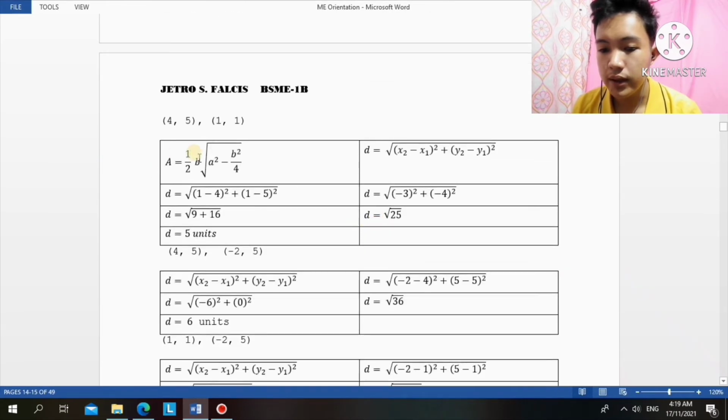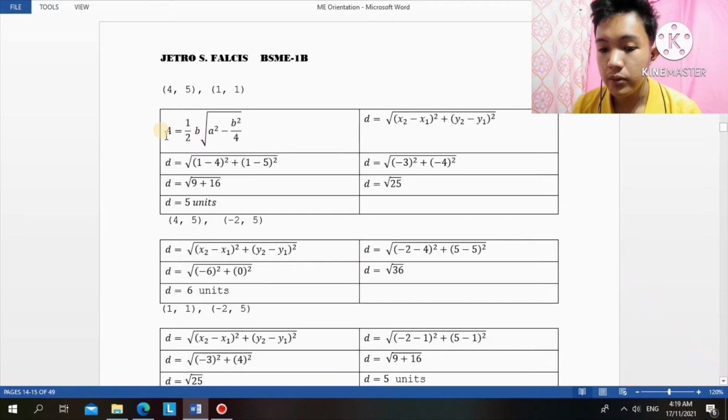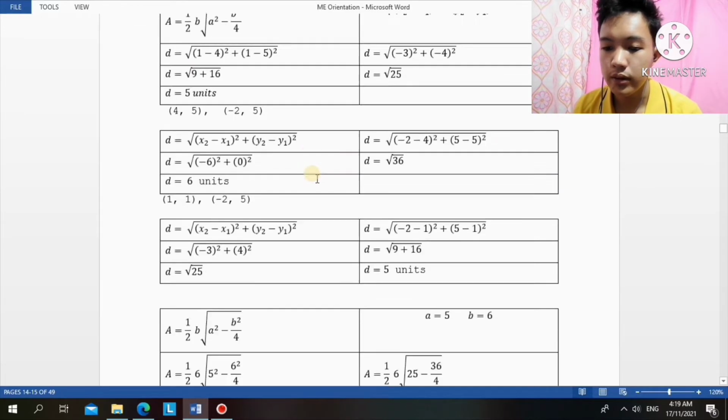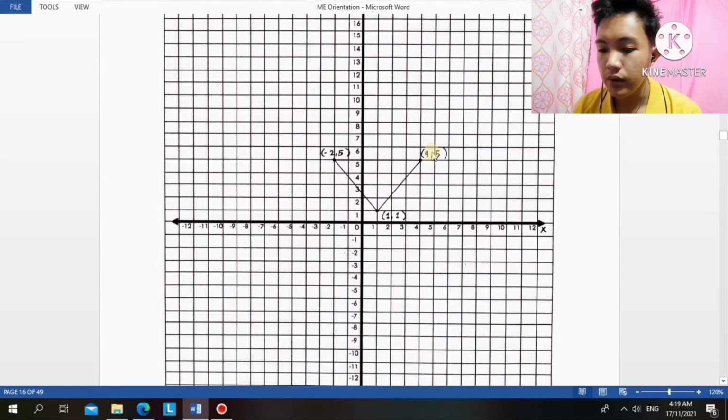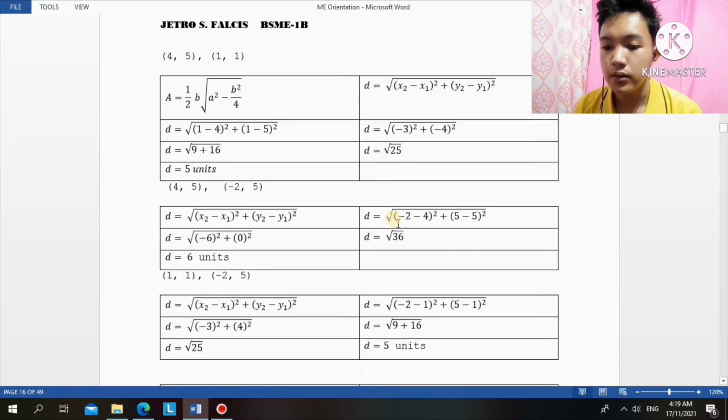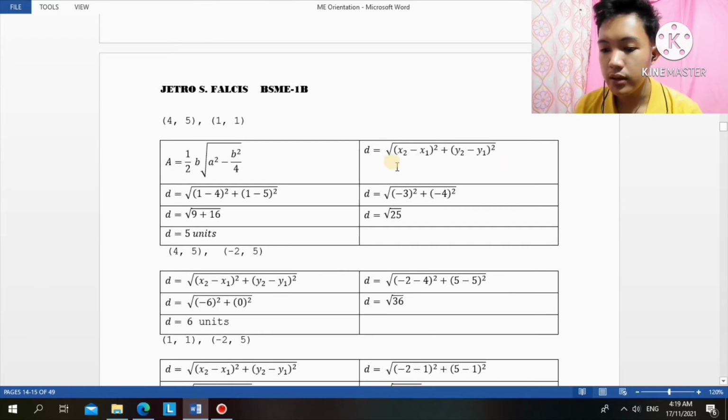To solve the area of the triangle, our formula is area is equal to 1 half times b times the square root of a squared minus b squared over 4. So first, let's solve the distance from 4, 5 to 1, 1. So let's solve the distance between the vertices. So let's use the distance formula, which is the square root of x sub 2 minus x sub 1 raised to 2 plus y sub 2 minus y sub 1 raised to 2.